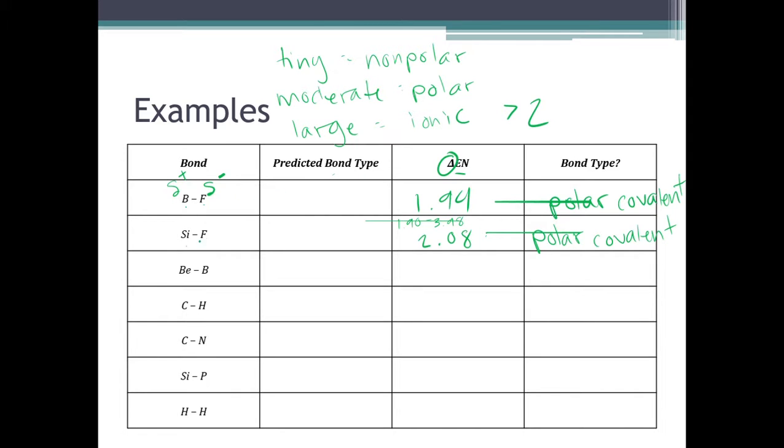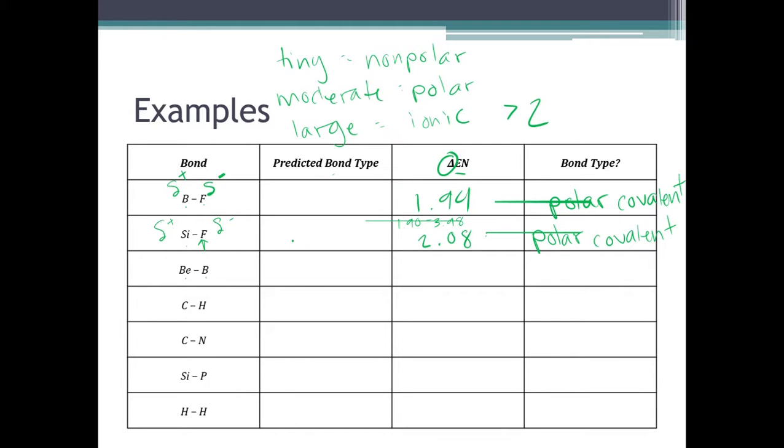So this is a very, very polar covalent bond. Fluorine has a partial negative charge. Silicon has a partial positive charge. Remember, fluorine is the most electronegative element on the table. So most things forming a bond with fluorine are going to be super duper polar, bordering on ionic.